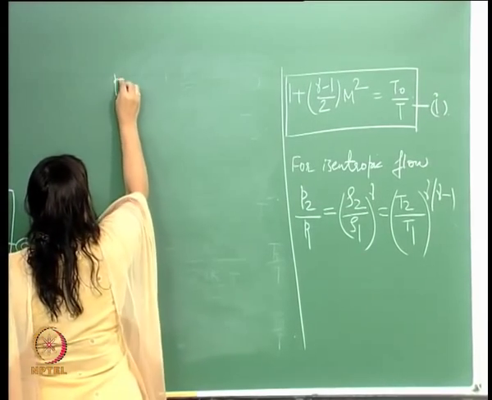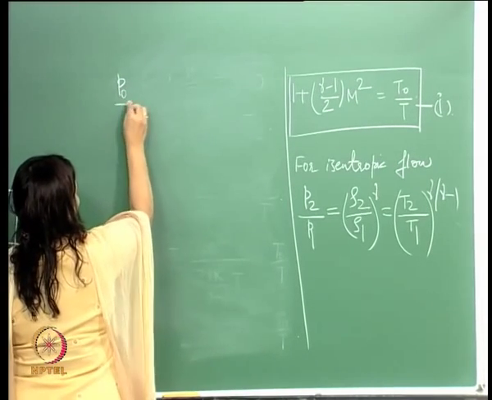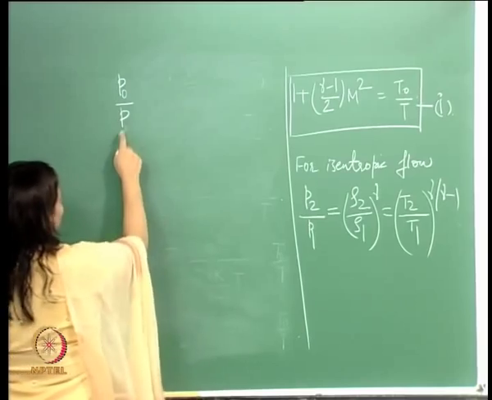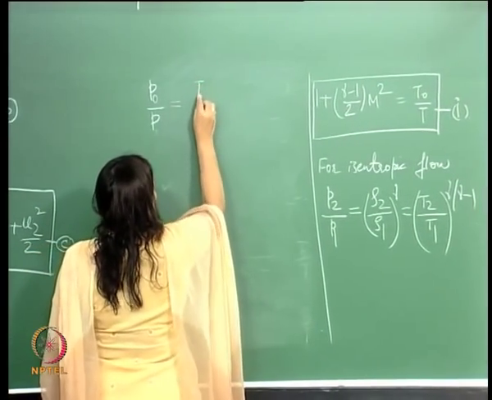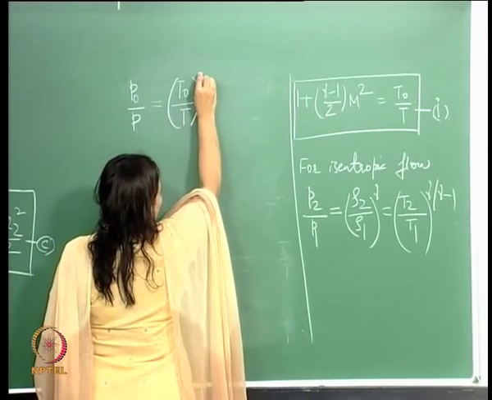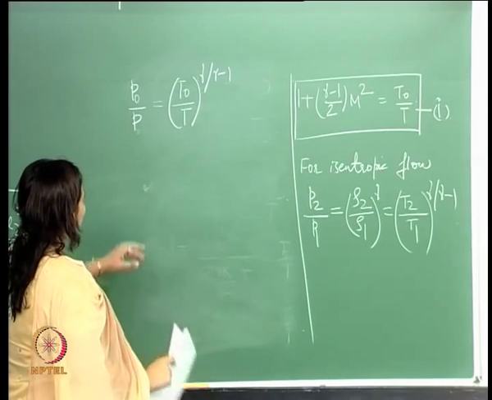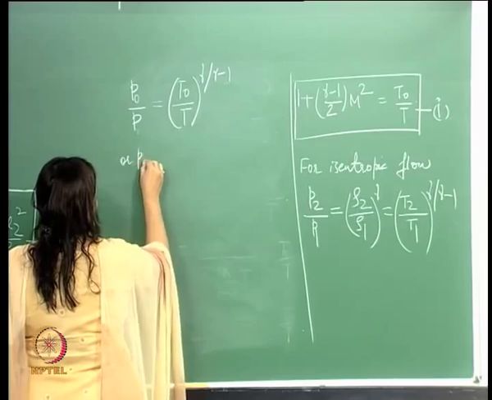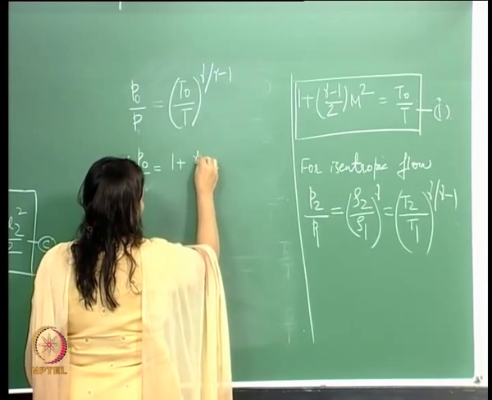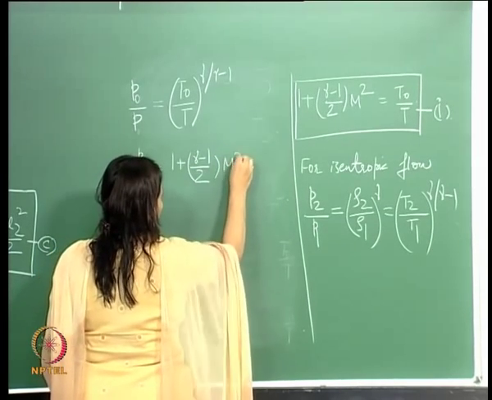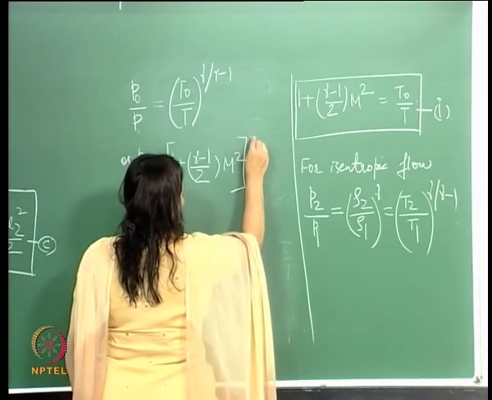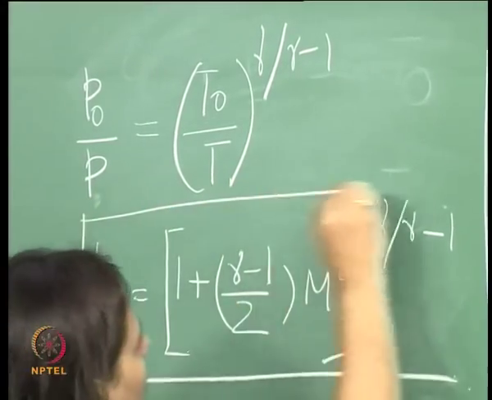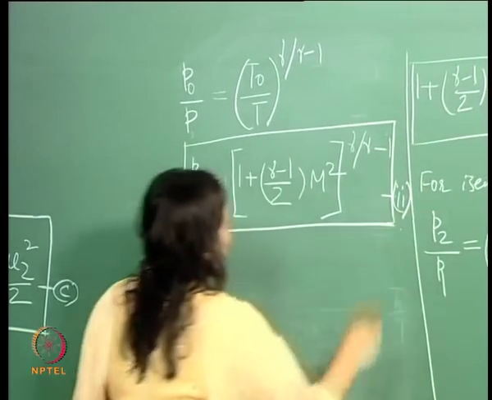Okay, so let us consider, say, the second location as the reservoir, and this P1 is just any location, okay? So this is then equal to T0 by T to the power gamma by gamma minus 1. But we've already found an expression for T0 by T given in 1. So then if I write that, that becomes P0 by P, which is 1 plus, okay. So this is the relationship for the pressure.